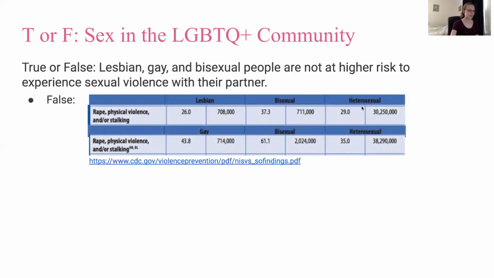So this data is from a 2010 study by the National Intimate Partner and Sexual Violence Survey based on sexual orientation, done by the CDC. Here we can see that both bisexual men and women experienced higher rates of intimate partner violence, defined as rape, physical violence, or stalking. Lesbian women had a rate of 26%, whereas heterosexual women had a rate of 29%, and then gay men reported at 43.8%, and heterosexual men reported at 35%.